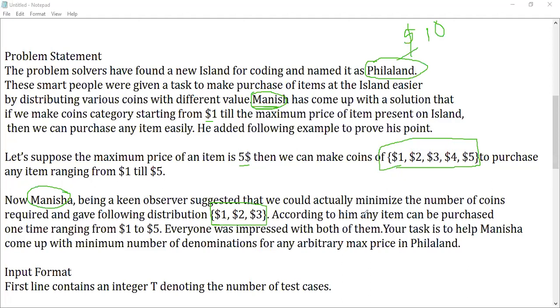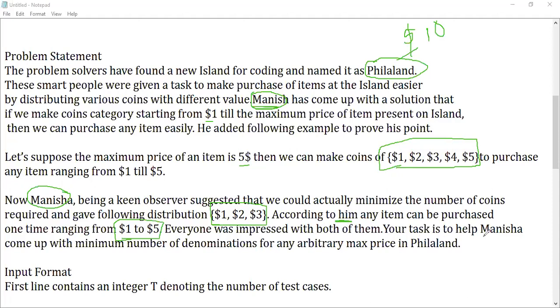Actually, this is her, guys, sorry. According to her, any item can be purchased within a range of 1 to 5. So what Manisha is saying is that if you want to purchase any item from 1 to 5, it is not necessary to have a $5 coin. It is sufficient to have a $3. So everyone was impressed with both of them.